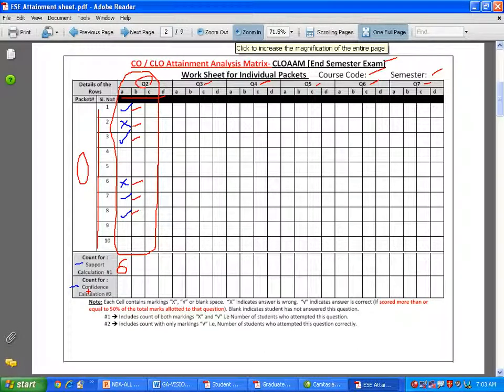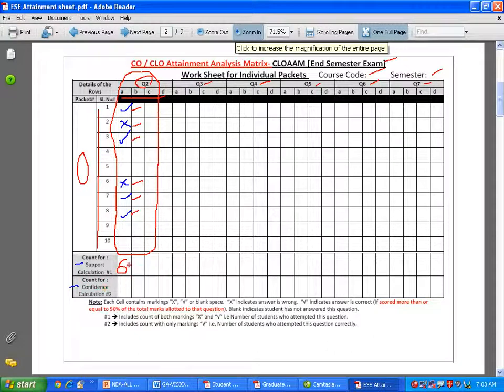Confidence is, out of these 6, how many have correctly attempted according to you. That's why your competency comes into the picture. The competency of the faculty member, the type of question that you set, decides the meaning of an attainment, whatever you project. 90% is 90% if the question papers are at higher levels. If the questions are not at the higher levels, 90% has no meaning at all.